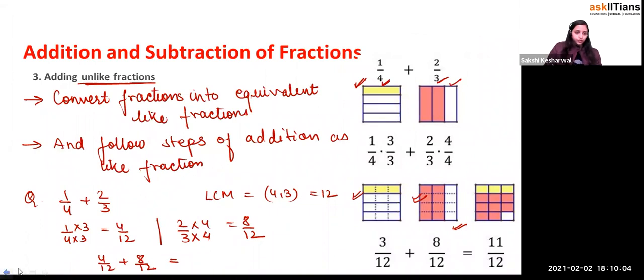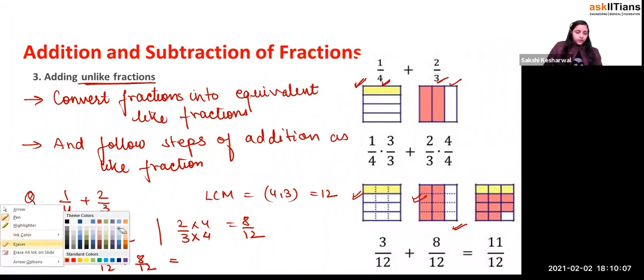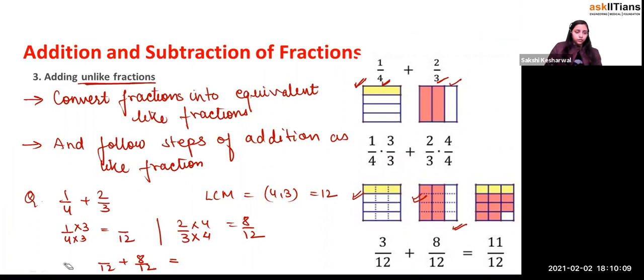It's 3. I wrote 4 over here. This is 3, not 4. Yeah, this is 3 by 12. So you have to just add 3 plus 8 and divide by 12, which is equal to 11 by 12. This is an improper fraction. That's it. Now I'll give you the next question.